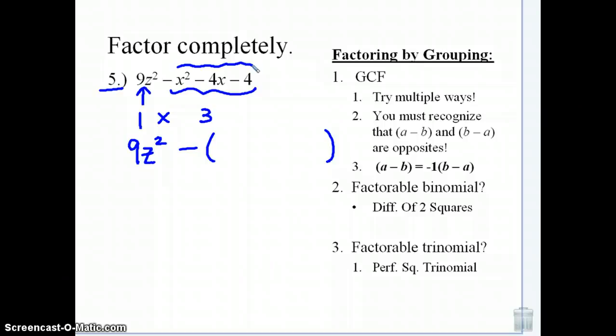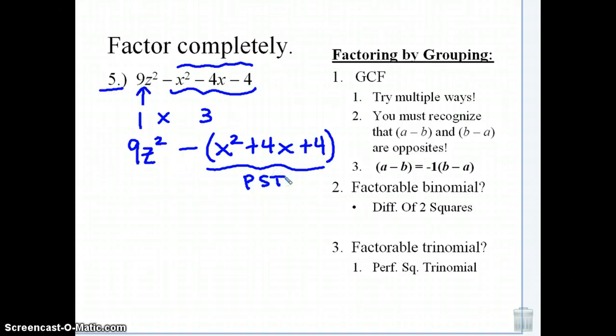Very good, they have to change. So this was a minus x squared. It becomes a plus x squared. This is a minus 4x, so it changes to a, very good, plus 4x. And then this is changing to a plus 4. Nice. Now what we're hoping when we do this is when we look here, we're hoping for a perfect square trinomial. Is it a perfect square trinomial? Yes, it is. So now I have 9z squared minus my parentheses squared.